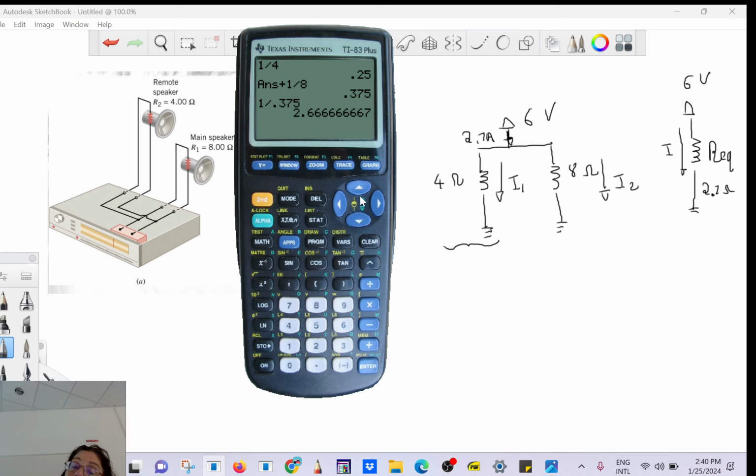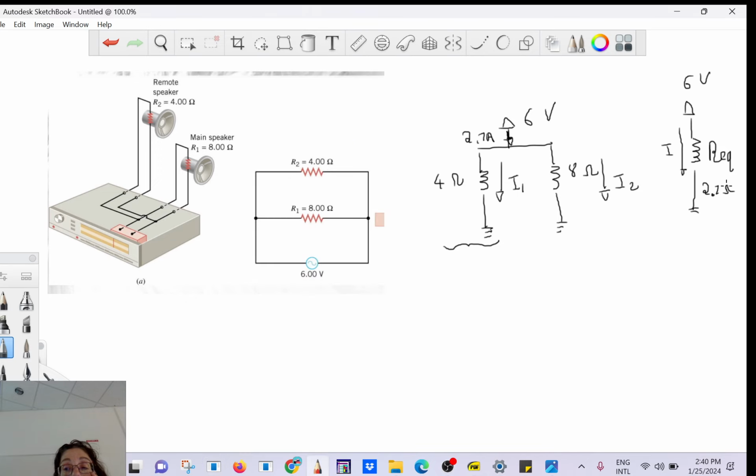Okay? But it's easier if you have the reciprocal, of course it's easier. You do 4 to the minus 1 plus 8 to the minus 1, enter, and then you go to the minus 1. Is that clear? It's supposed to be amps.